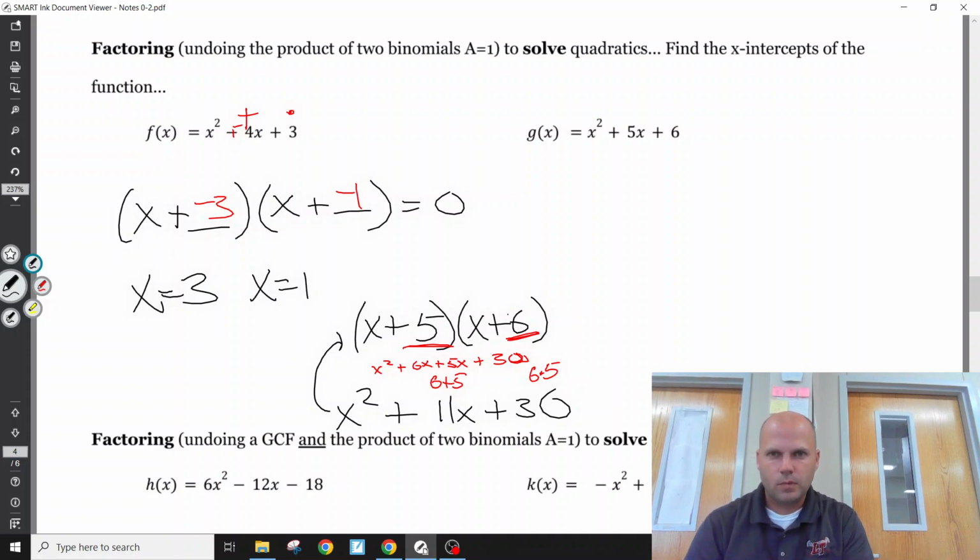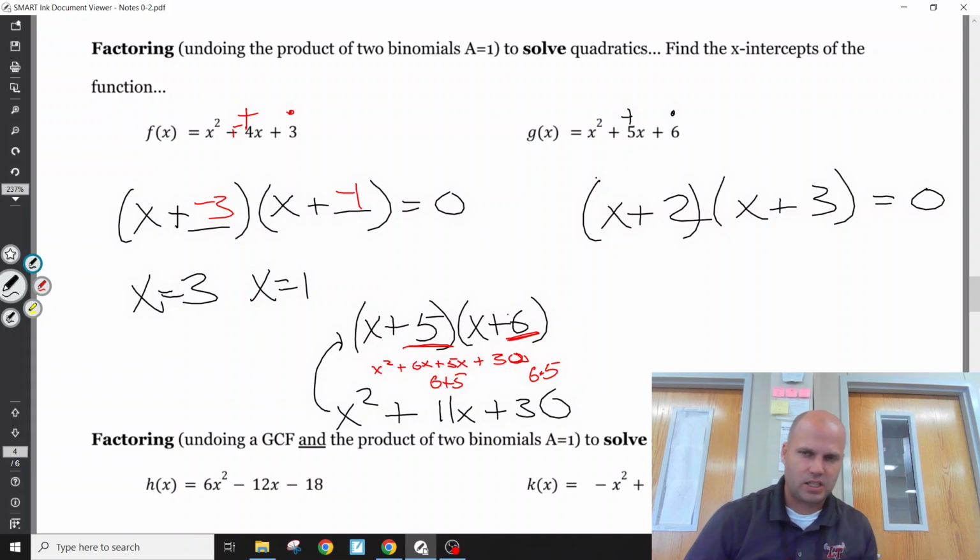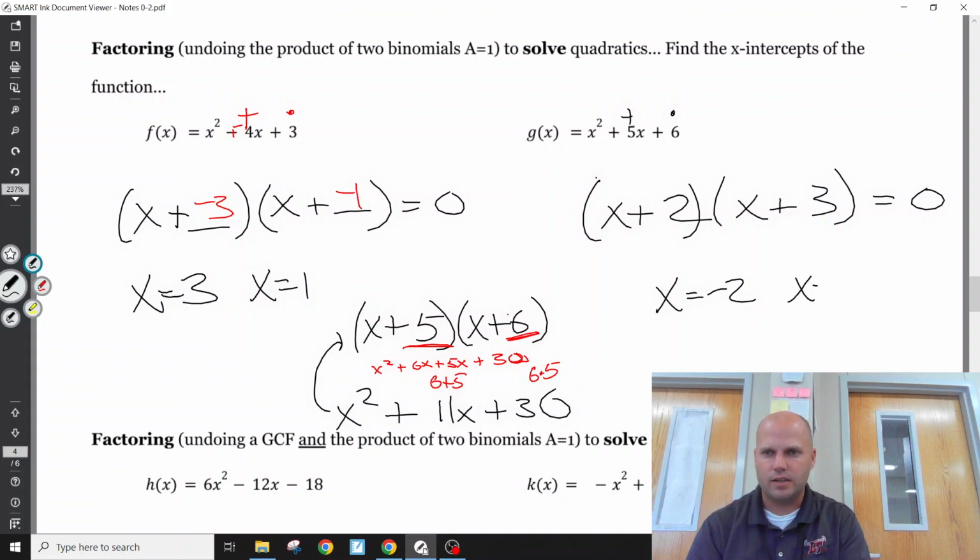Same thing here. I know that x squared plus an amount of x's plus a number is x plus something times x plus something. The two numbers that add to get 5 and multiply to get 6. That's what I'm looking for, okay? 2 and 3 add to get 5, multiply to get 6. That's what we do. Don't use anything else. It's too complicated.